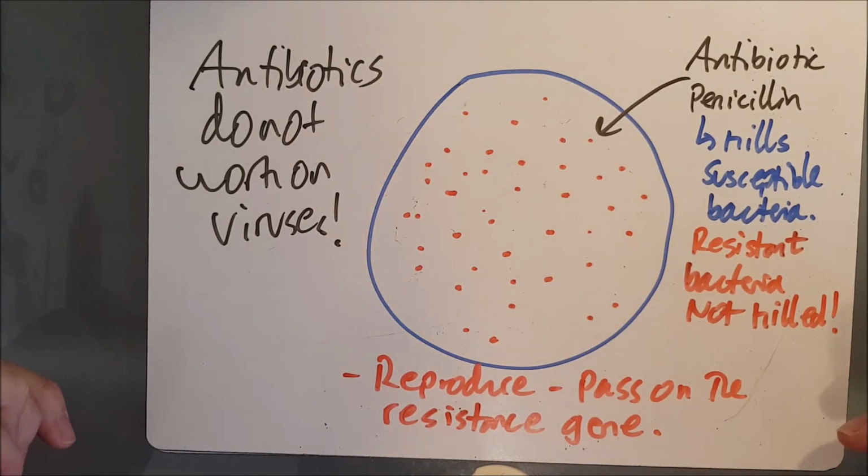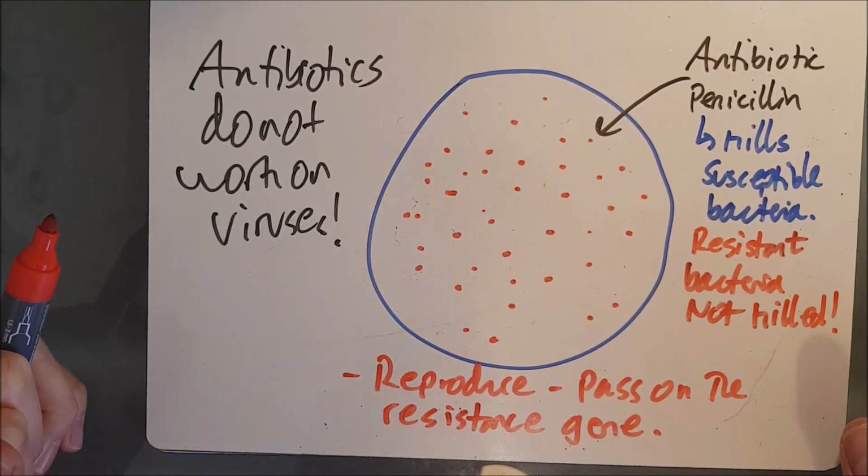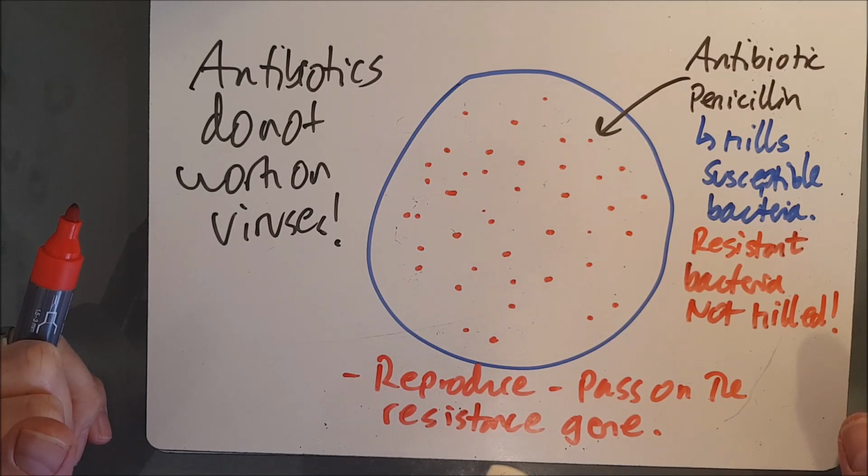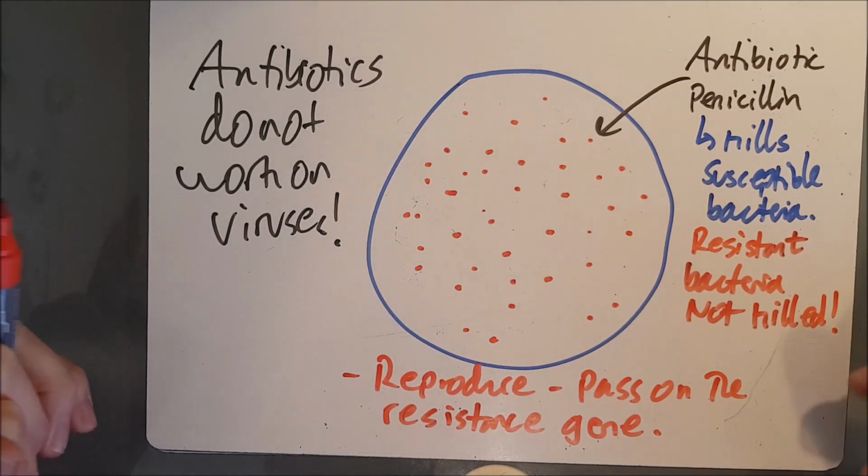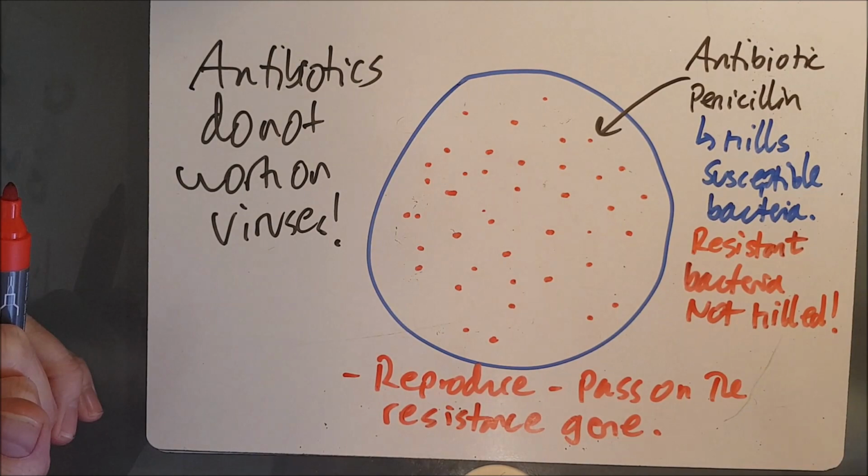Also, farmers have used antibiotics in their feed to try and keep their animals healthy and make them grow faster, and that selects for any resistant ones in the food chain, and that means then we can get infected by bacteria that are resistant to antibiotics as well. And obviously in hospitals they've been used a lot, and this is becoming a real problem.